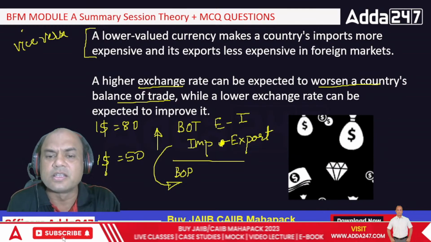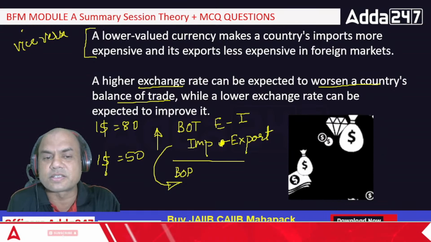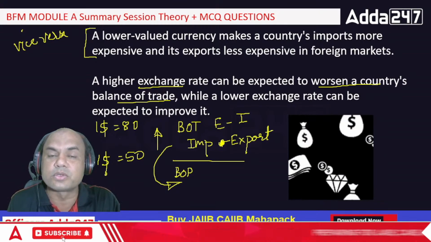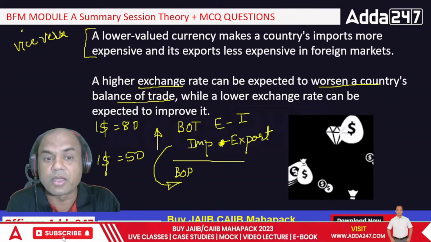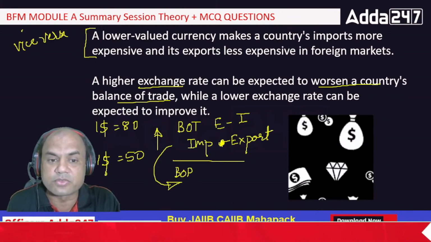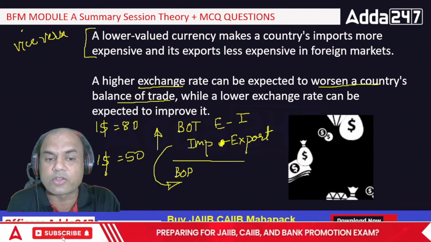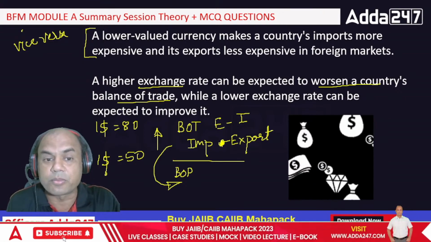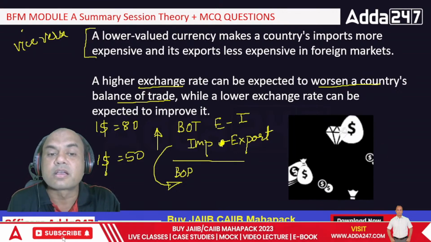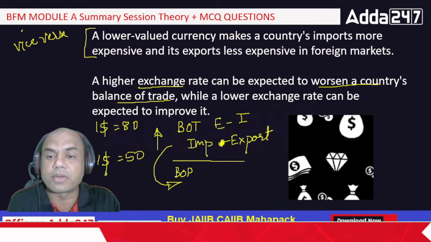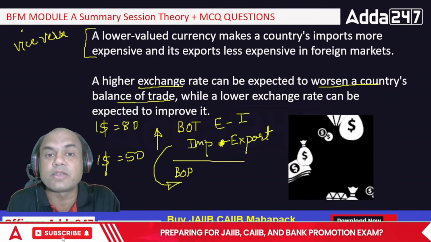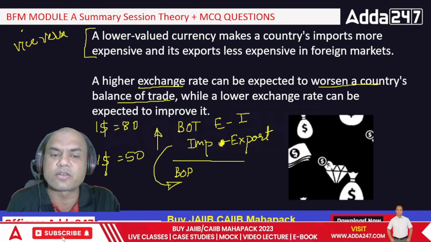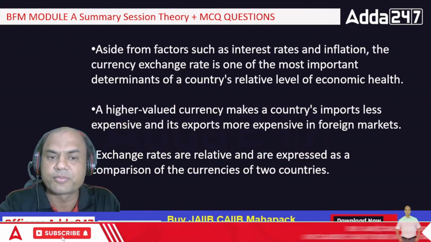Suppose I am having the higher exchange rate, it means what? If it goes from 50 to 80, it means for importing $1, I was paying 50 rupees earlier. Now I am paying 80 rupees. So I'm paying higher rupees, and my currency depreciates over here. So my balance of trade will be worsened. I'll have less money with me then, right? And reverse is also true. A lower exchange rate is expected to improve it.